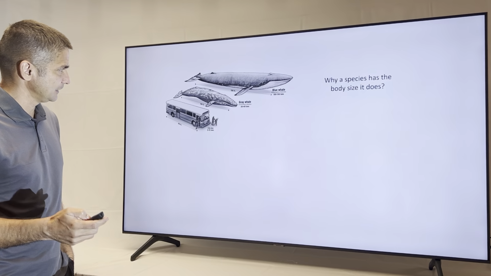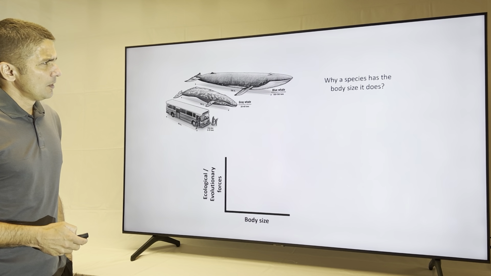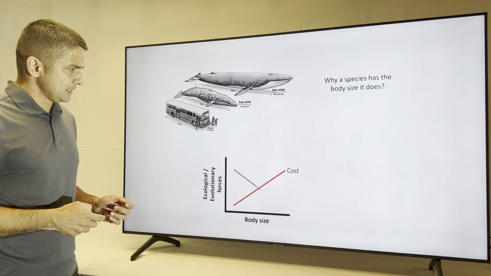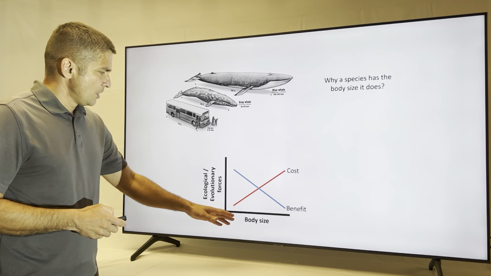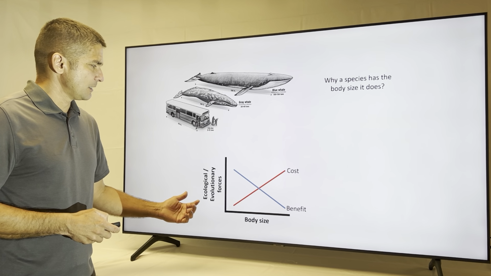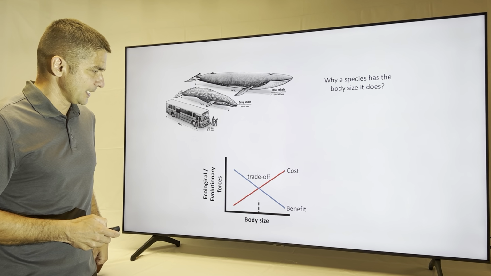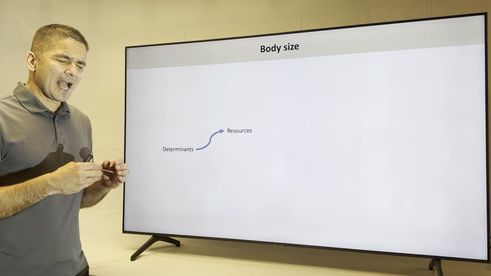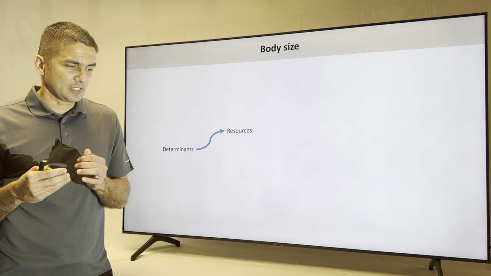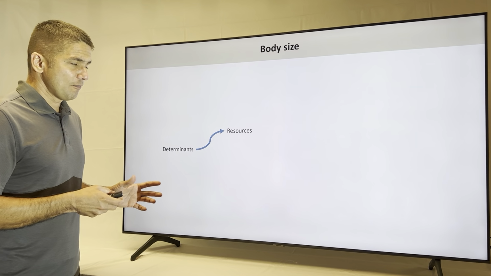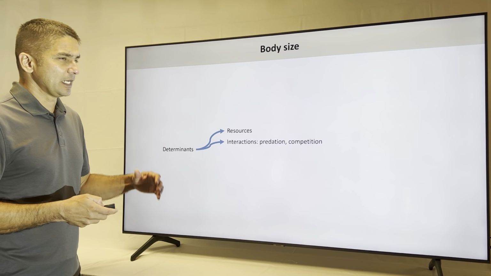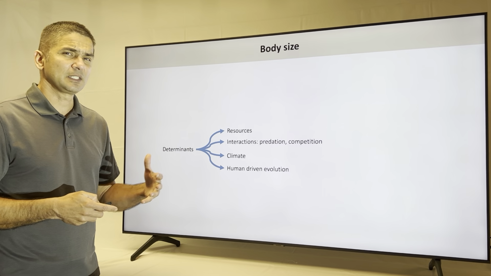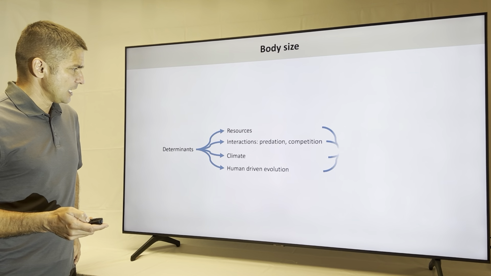Let's just get started. Again, let's just review very quickly how a species gets to be the size that it does. We established that it's basically the trade-off between the cost and the benefit of the body size in the face of several ecological and evolutionary forces. We established that some of those factors, ecological and evolutionary factors that shape the body size of a species are resources, the ecological interactions among species like predation and competition, climate, and human activities like hunting and fishing as well.